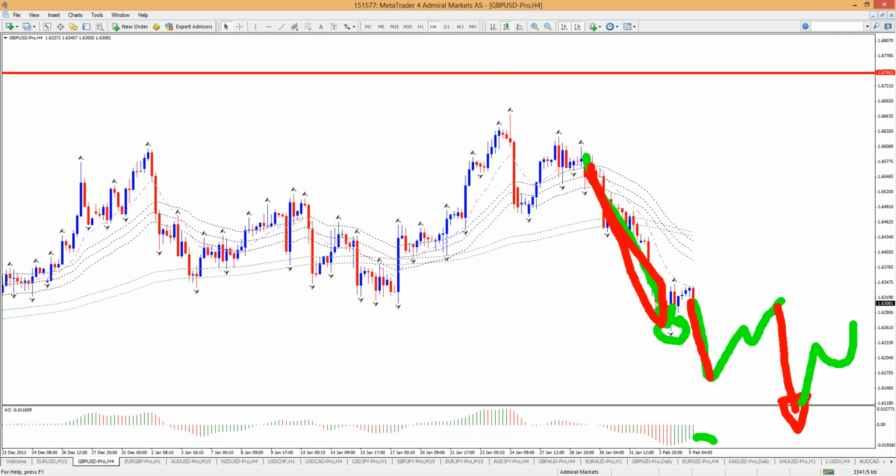Down, corrective up, down, corrective up, probably down again, but that's so far away that it doesn't make sense to even look at that. I mean, it's pretty far away.